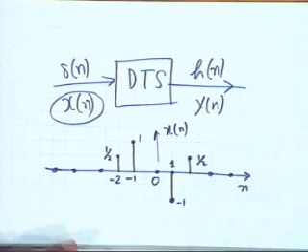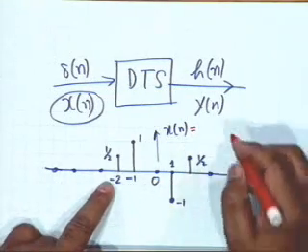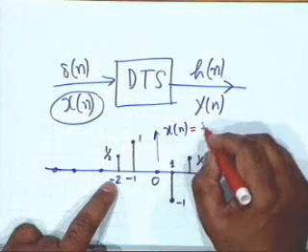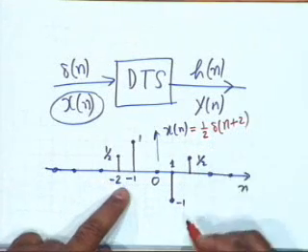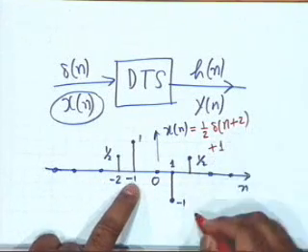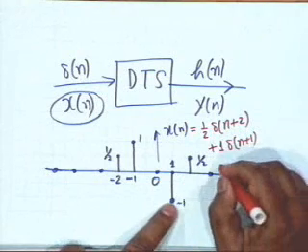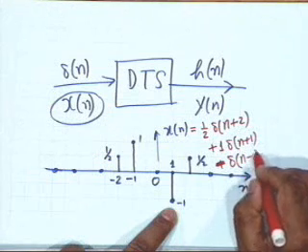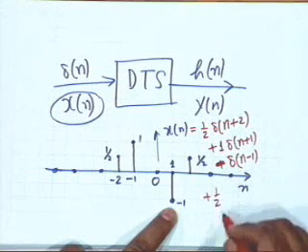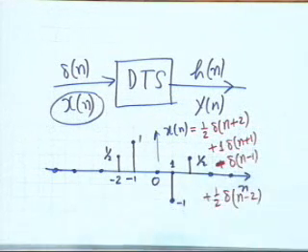And it's very easy to see that x of n can be written as follows, taking the non-zero samples only: at minus 2 it is half, so half delta of n plus 2, wonderful, then plus 1 delta of n plus 1, plus 0, then minus delta of n minus 1, then plus half delta of n minus 2. That's it. And therefore the arbitrary signal can indeed be decomposed into delta functions.